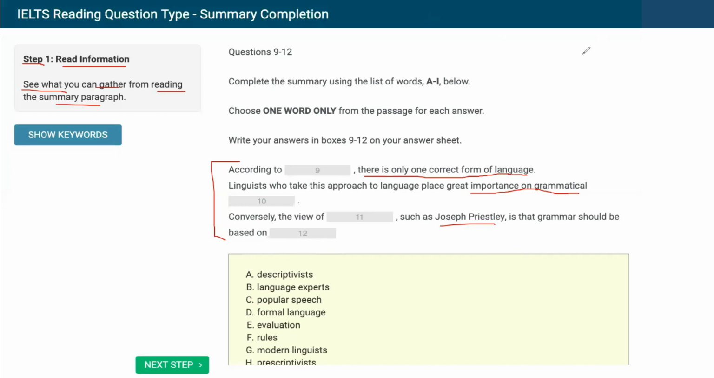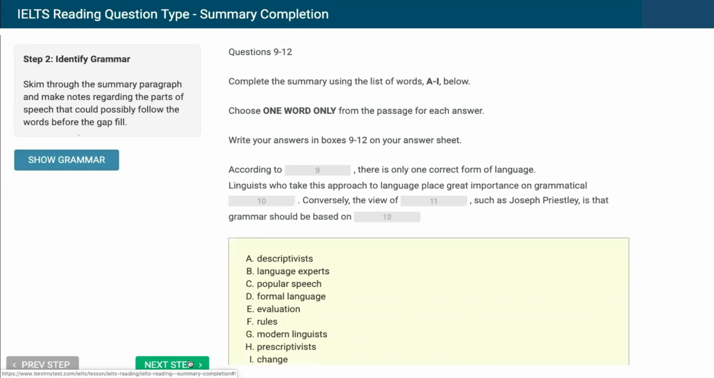So I'm going to go ahead and clear our screen just to show the keywords from the lesson, and this is exactly what we underlined together. All right, great job. Now we're going to go to step 2, which is going to be identifying the grammar.